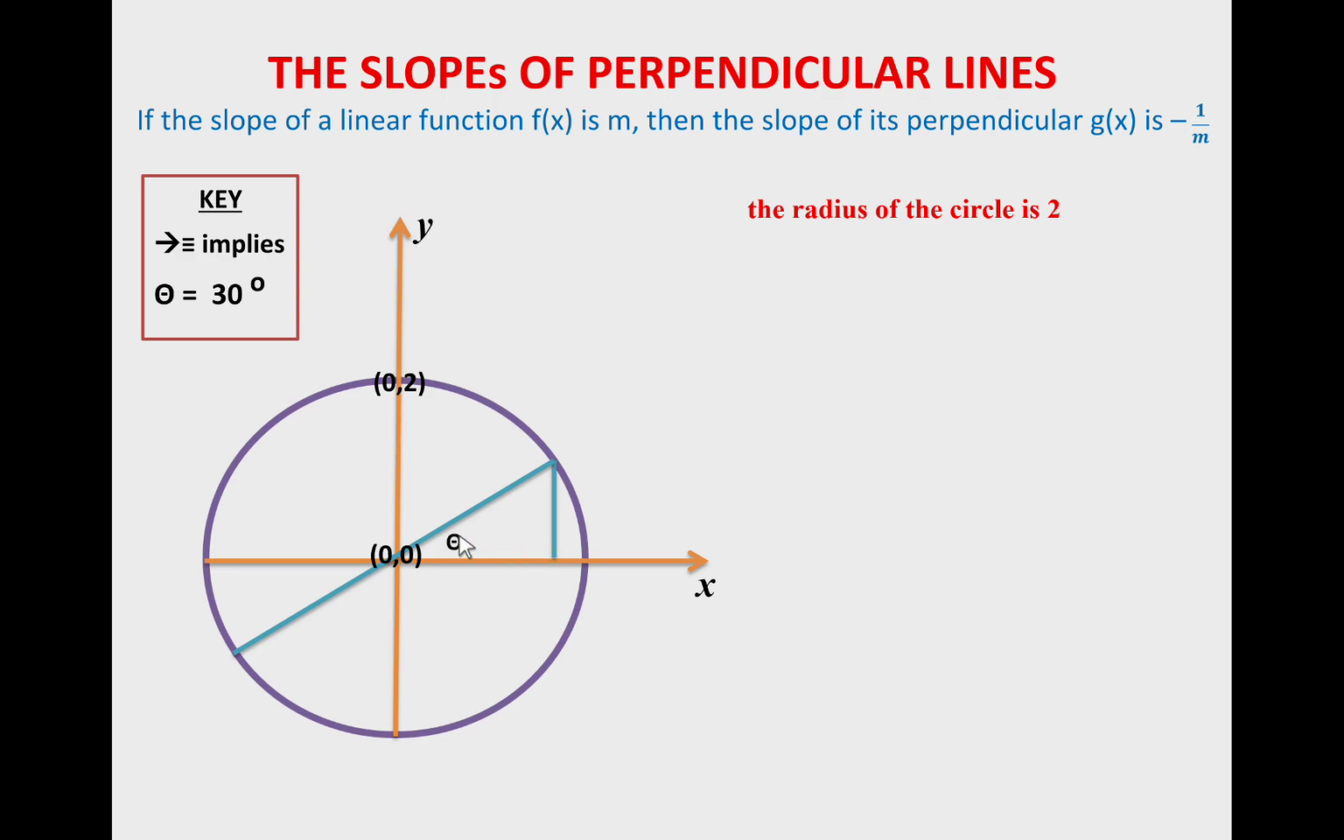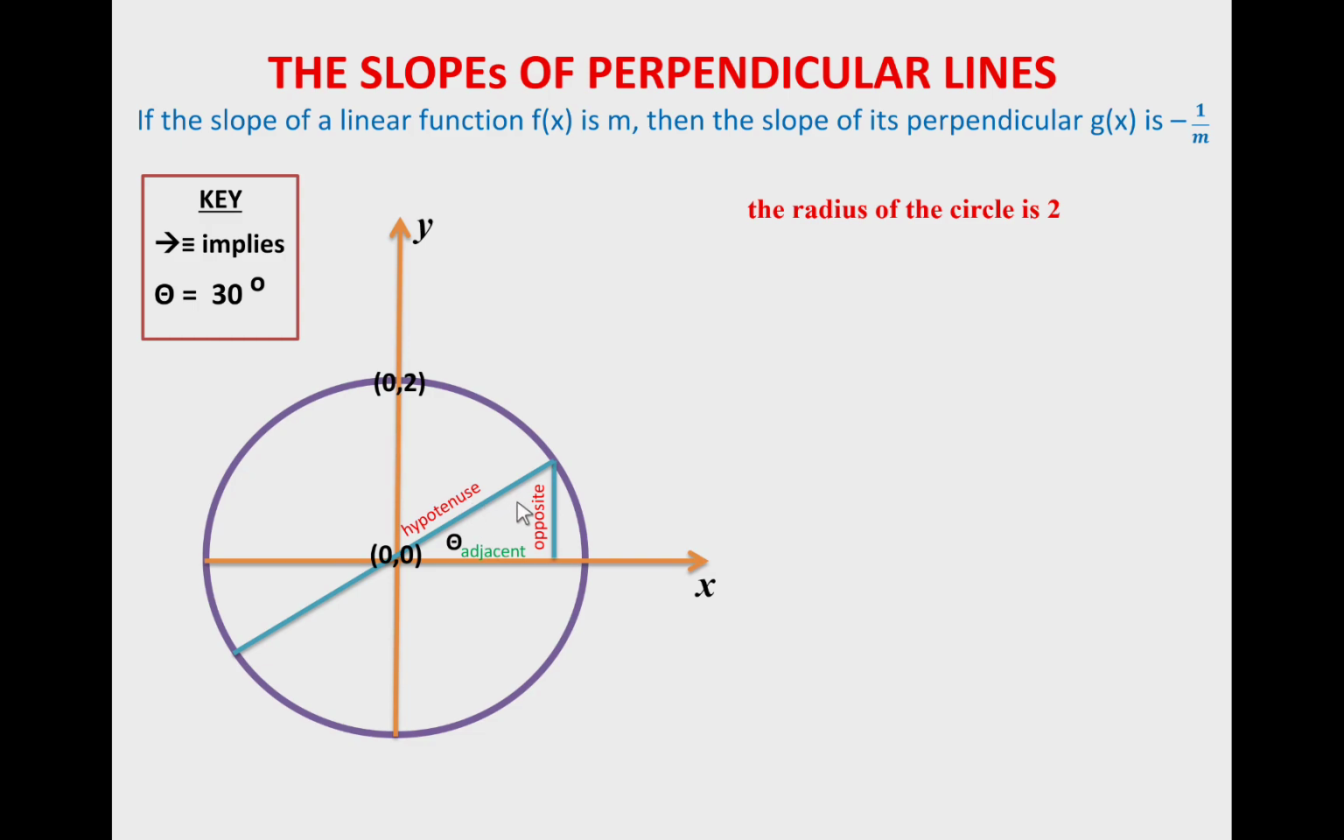Now we can identify theta, the angle that we're assuming is 30 degrees. So this will be the hypotenuse, this will be the opposite for theta, and this will be the adjacent for theta. To find the slope of this line, which is the linear function we're talking about, we need to know the opposite and the adjacent, because the slope is equal to the tangent. Tangent is opposite divided by adjacent.